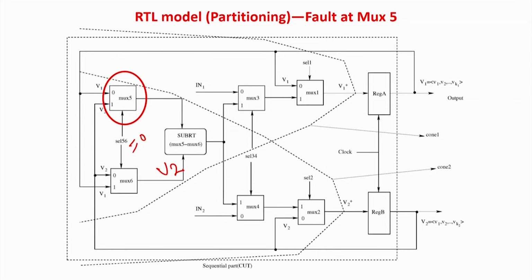Anyway, so 0 here means V1 will come as the output. Here what is going to happen? V1 should come, but because of the fault there is a crisscross, and this is going to come as the output, which will again be V2. So the answer will be V2 minus V2, which will be equal to 0. Right, that is the effect of the fault.